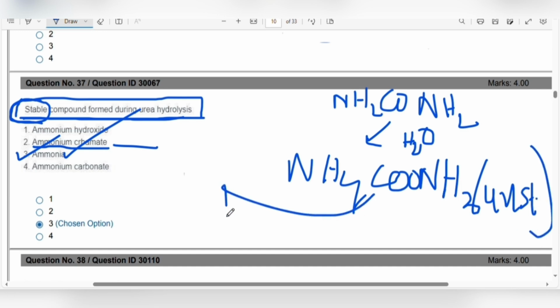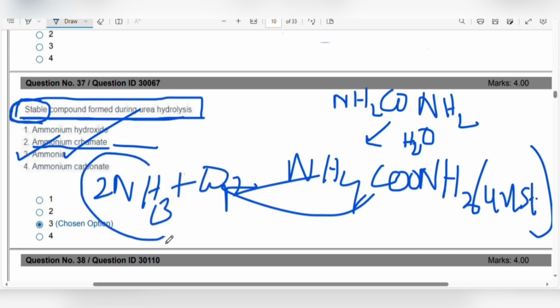This thing further goes on to decompose into 2NH3 plus CO2. So the first stable product is ammonia. So the answer will be option 3, ammonia. Right? I think you are pretty sure and pretty confident with this question, and you should always remember to read the question twice or more than twice.